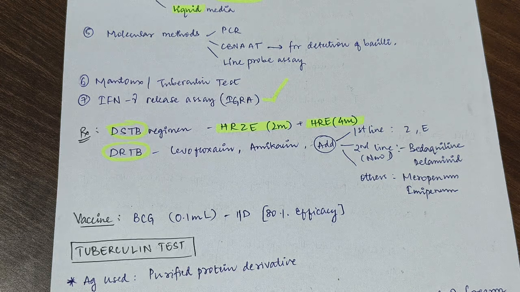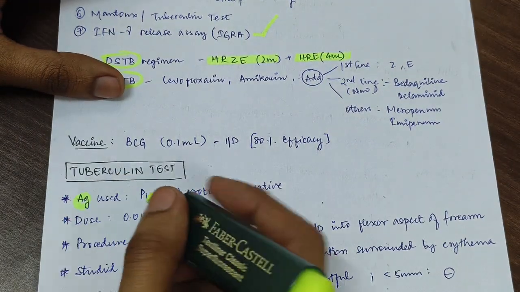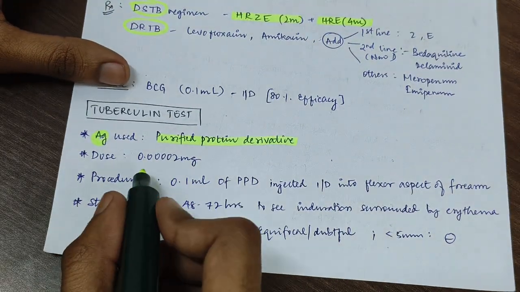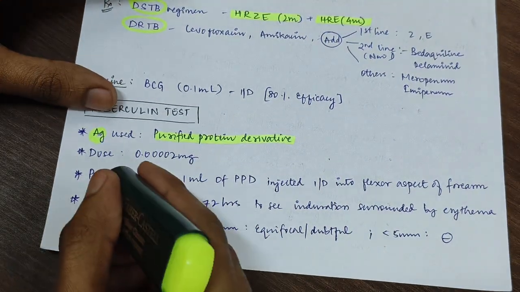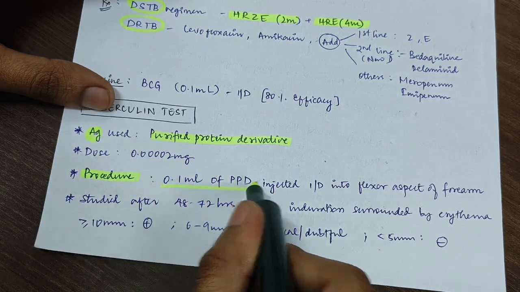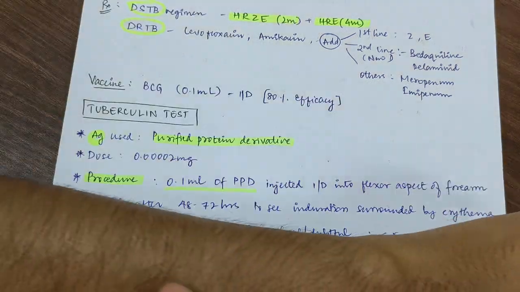Then tuberculin test. So here the antigen used is purified protein derivative. The dose is not required for you, leave it. So procedure is very important. Here what you are going to do is 0.1 ml of purified protein derivative is injected intradermally.